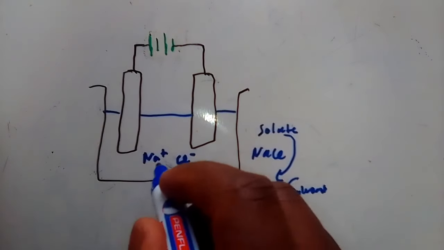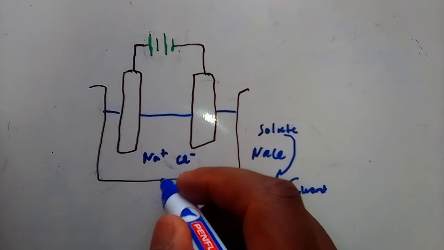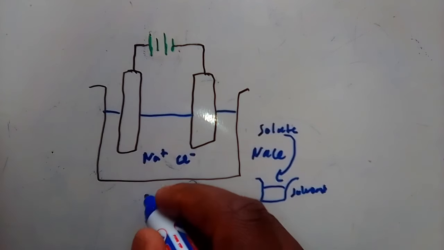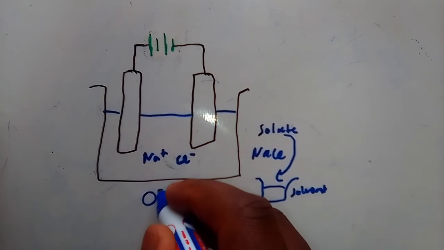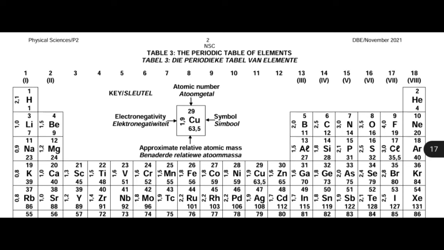So let's talk about this a little bit. How do we know that this is Na+ and this is Cl-? And how do we know that oxygen, when it's an ion, becomes 2-? Let's talk about that. Alright, so this is how you know. You use the periodic table.